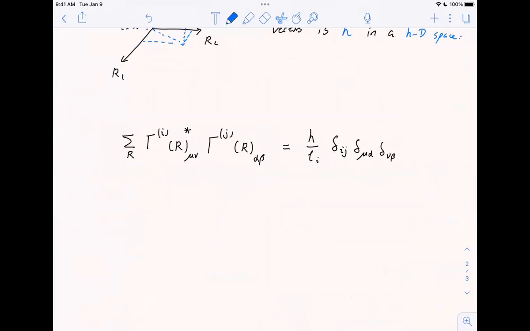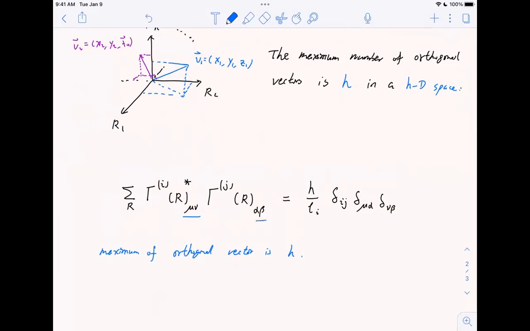So what is the total number of... let me see, the maximum number of orthogonal vectors is H. But here, if you count this row and column indices, they are the indices for the vector. So this one is equivalent to what?